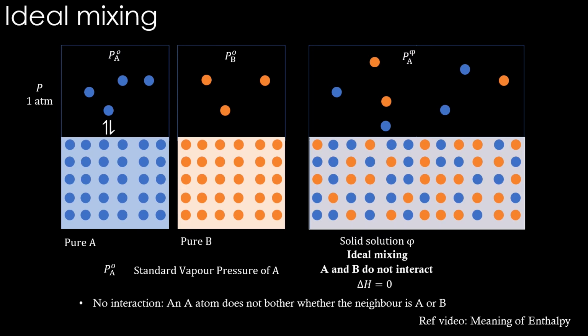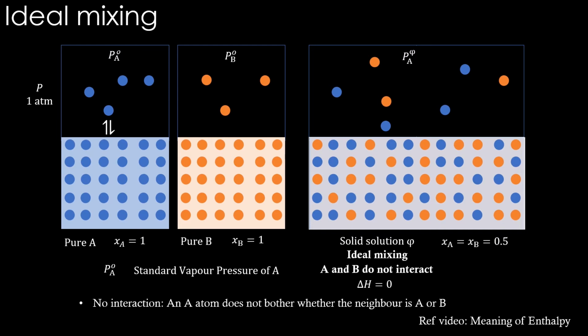Before understanding it, let's have the mole fractions here. In pure A, the mole fraction of A is 1. In pure B, the mole fraction of B is 1. In the solid solution, since A and B atoms are equal in number, the mole fraction is 0.5 for both A and B. Let's figure out the partial pressure of A now.